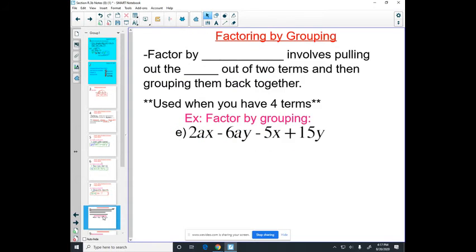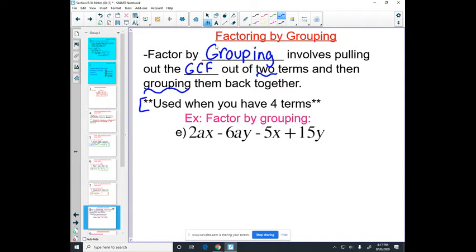All right, now let's move on to factor by grouping. Factor by grouping is very similar. It involves pulling out the GCF out of two terms and then grouping them back together. That's why this is called factor by grouping. You pull out the GCF and then you group them back together. So let's see how this is done.